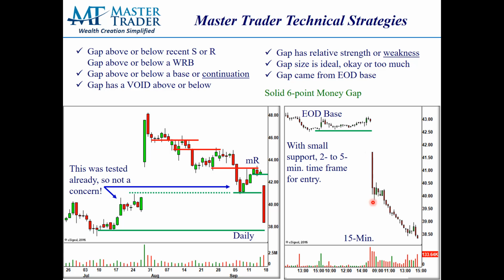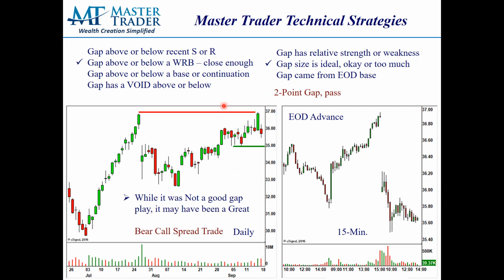It looks like it just dropped right at the open and then consolidating. Did it move down under the base? There was a continuation. There was a void here down below. I gave it a point for relative strength or weakness. Is it ideal? Is it okay? I'm going to say it's not ideal, but it's definitely okay over here, and came from an end of day base. So we give it 6 points.